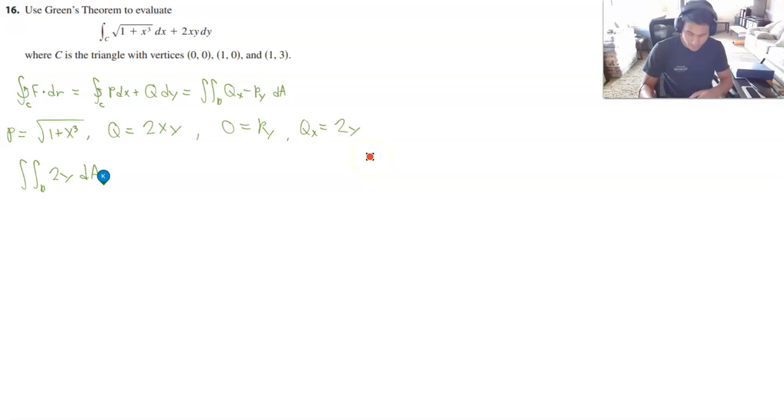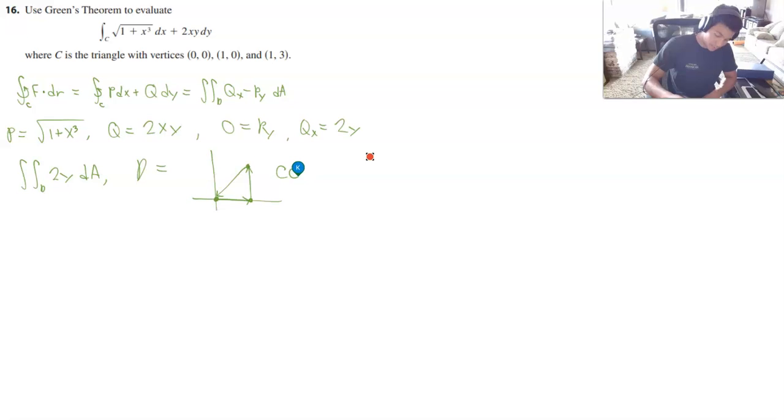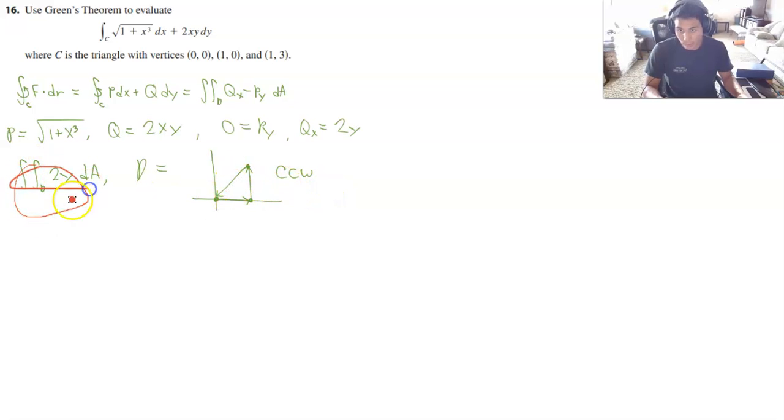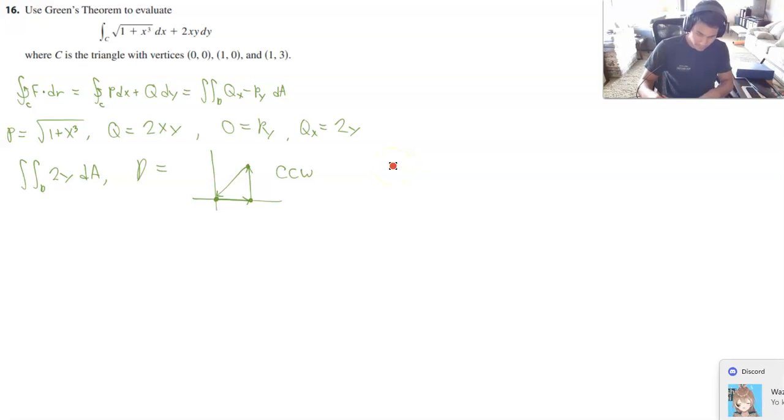Now we ask ourselves, what is D? Well, if I draw out what D is, it's this triangle that goes from (0, 0) to (1, 0) to (1, 3), and then back. So I'll draw the orientation. And we can see that this is what type of orientation? This is counterclockwise. Okay, so we can use this version of Green's theorem. If it was clockwise, you just multiply this by -1. But since it's counterclockwise, we call counterclockwise positive. Okay, nonetheless, let's move on with this.